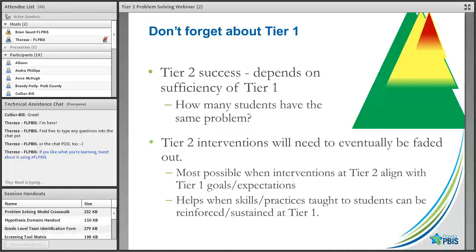That is absolutely okay. But we want to make sure that we clarify that up front, just so that we don't lose sight of it as we talk about Tier 2 here. Okay.